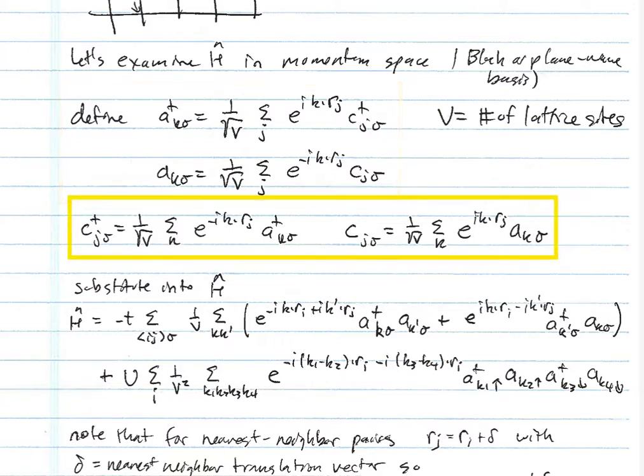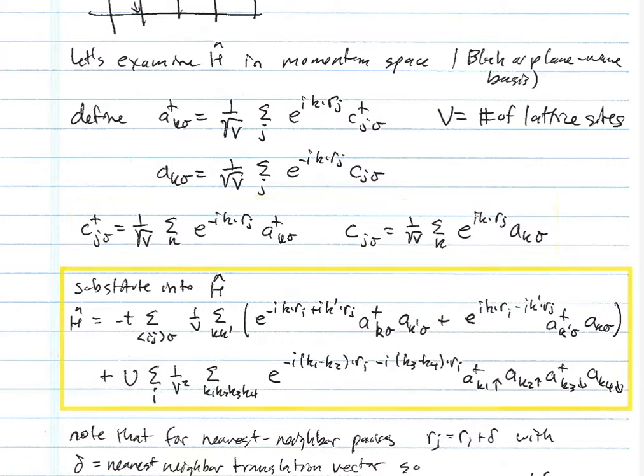Then c dagger j sigma will equal 1 over square root of V sum over k e to the minus i k dot Rj a dagger k sigma, and c j sigma will equal 1 over square root of V sum over k e to the i k dot Rj a k sigma. Now that we've determined how the c dagger j sigmas and the c j sigmas are determined in terms of these a dagger k sigmas, we can substitute into the Hamiltonian.